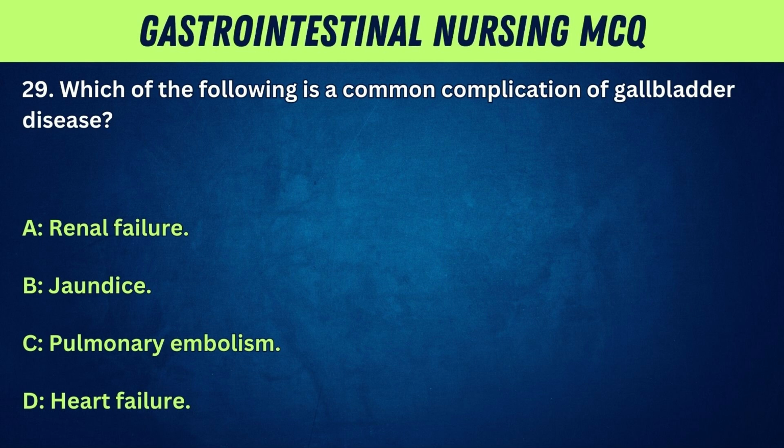29. Which of the following is a common complication of gallbladder disease? A. Renal failure. B. Jaundice. C. Pulmonary embolism. D.